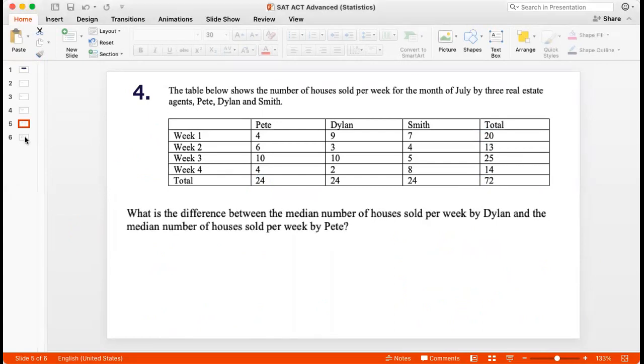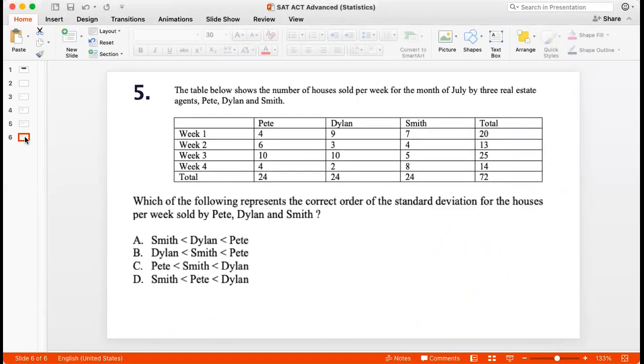Okay. Next question. We have the same data of these 3 real estate agents. And the question is, which of the following represents the correct order of the standard deviation for the houses per week sold by Pete, Dylan, and Smith? So the standard deviation, right? Remember that on the SAT, we don't have to use the standard deviation formula. We don't have the time to use the formula. We have to look at the data and make an educated guess.